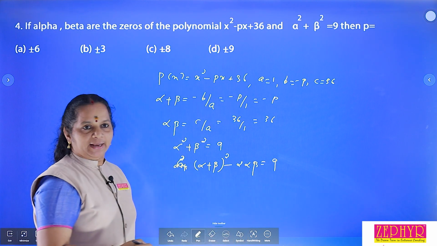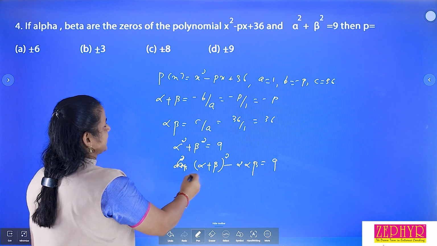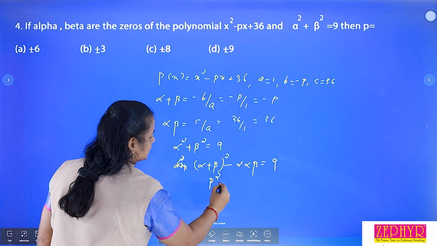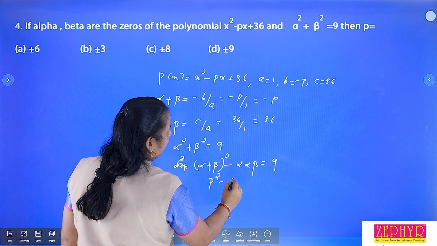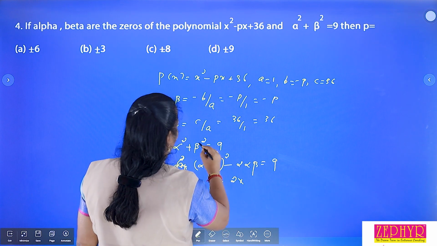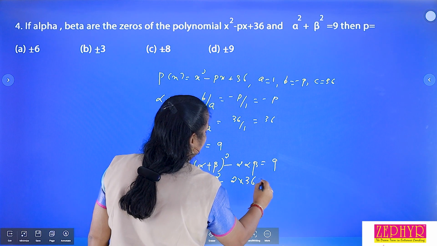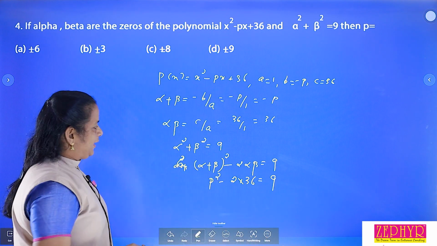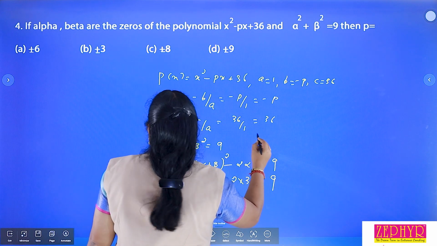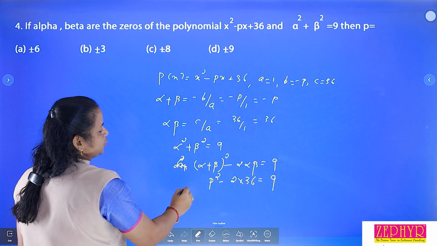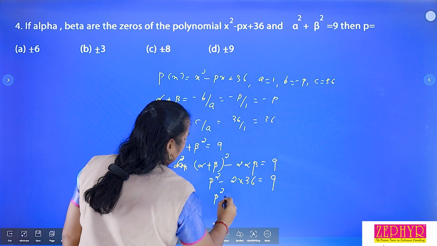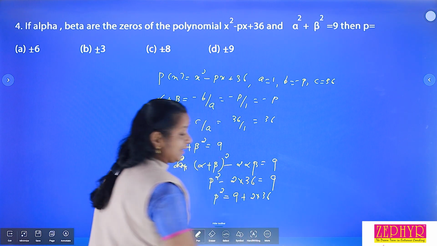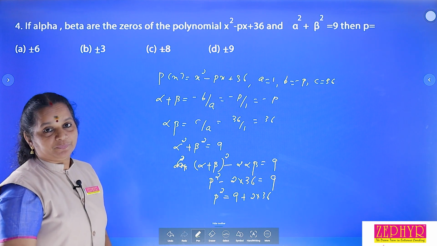that's equal to 9. Then substitute the value. What is alpha plus beta the whole square? It is p square. So it is p square minus 2 into alpha beta. Alpha beta is 36, that's equal to 9. So finding this value, what is the value of p square here? So from this option we can easily choose the answer. p square is equal to 9 plus 2 into 36. That is the value of p square.